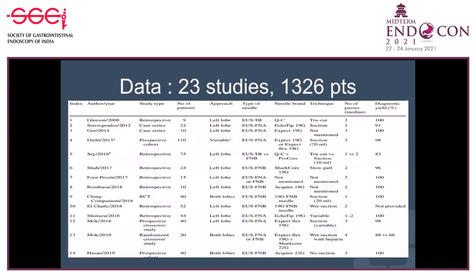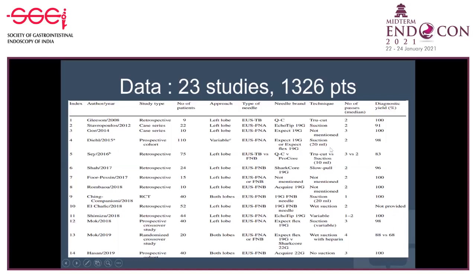This is the most recent systematic review meta-analysis published in September 2020 in Surgical Endoscopy, whereby they included 23 studies, 1,326 patients. And apologize for the small print, but as you see, the difference in terms of approach. Majority of them went for left lobe only. Some papers went for both right and left. The type of the needle was also quite variable, FNA versus FNB.